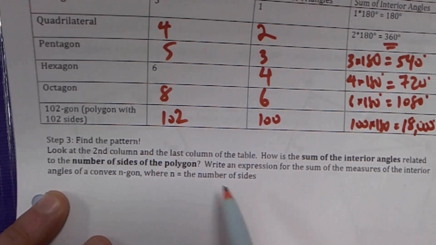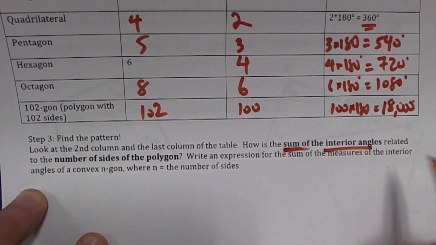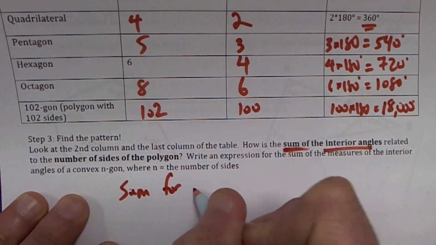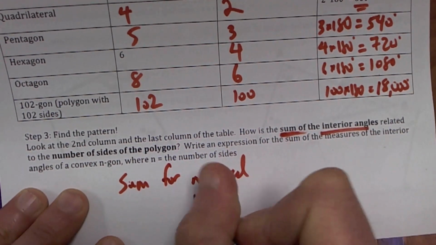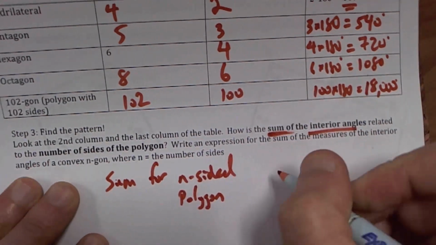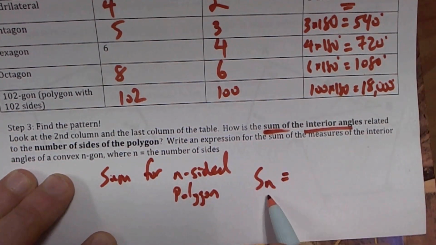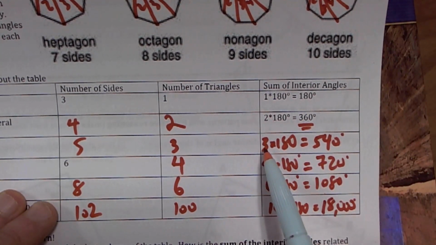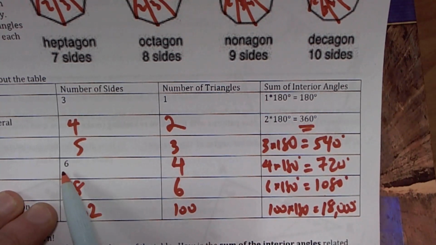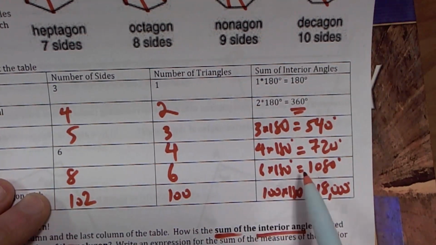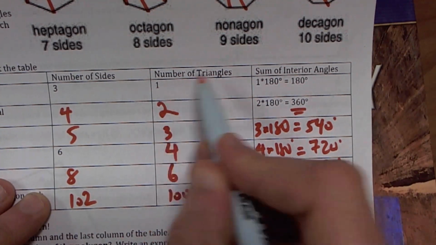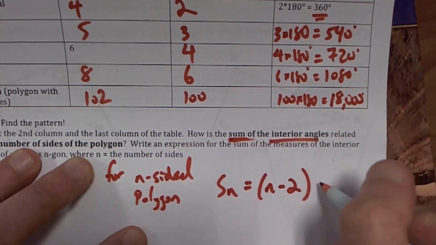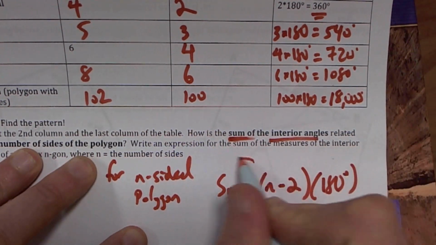So again, the pattern: if I want to find the sum of the interior angles for an n-sided polygon, let's call that S sub n, where n is the number of sides, how do I get this number? It's always the number of sides minus 2, times 180. Because the number of sides minus 2 is the number of triangles, and each triangle is worth 180. So we'll say n minus 2 times 180 degrees.